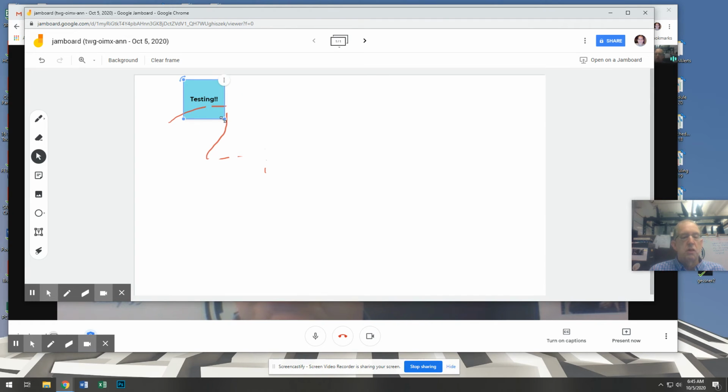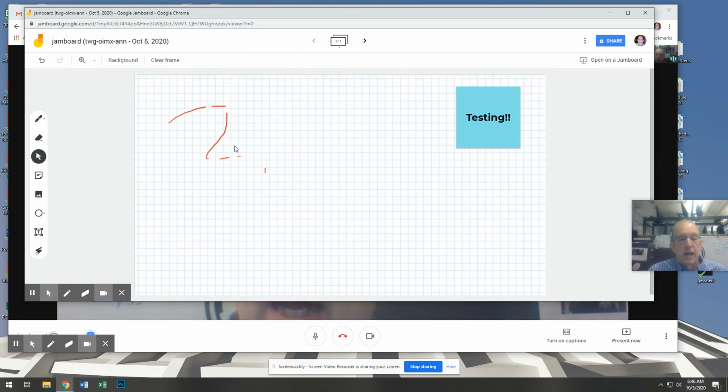You can resize. I mean, there's a whole thing on Jamboard, and I've done some workshops on this before. So for those of you that have never taken a Jamboard session with me, it's something to take a look at. I think you can probably find a way to use it. I also like the backgrounds that they give you, because for those of you that teach math or science, if you need some graph paper, you can work with those things.